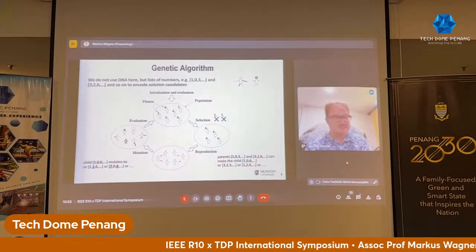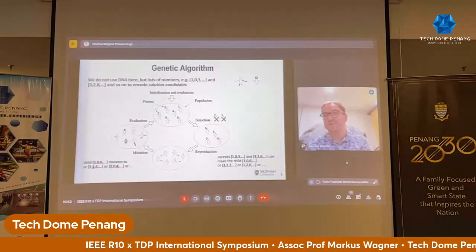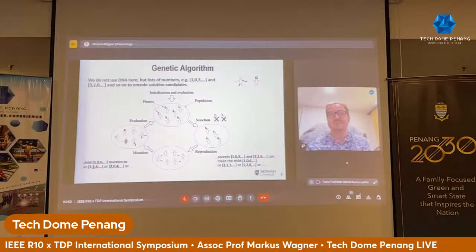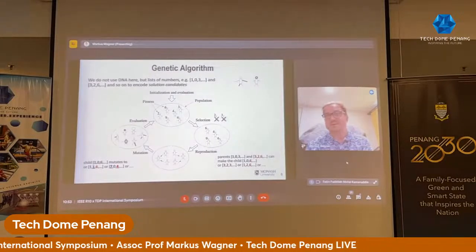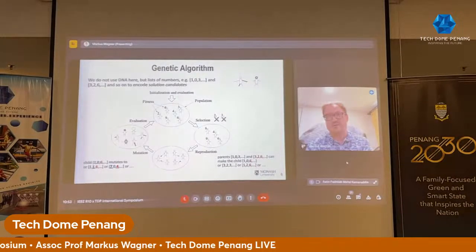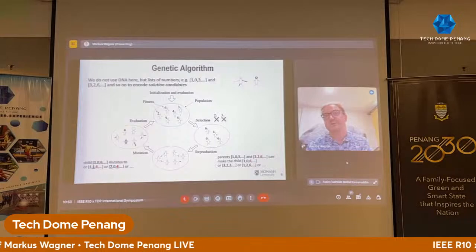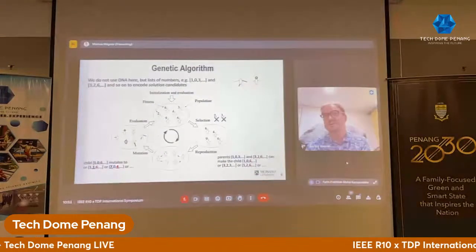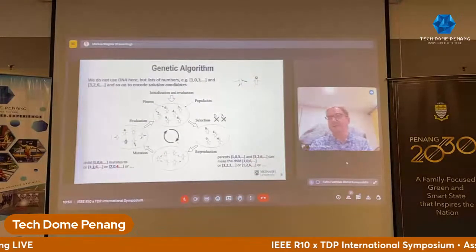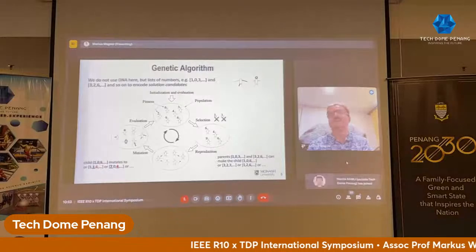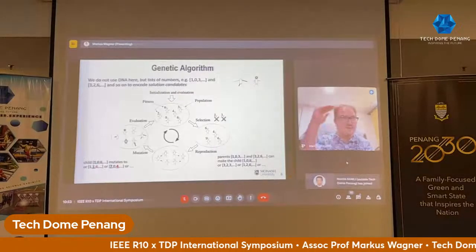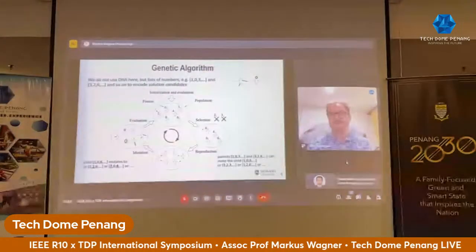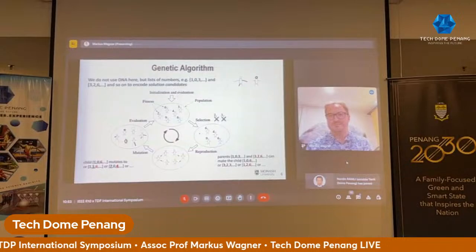In reproduction, in recombination, you have 2 parents producing 1 child. Once you have created the reproduction and mutation in your population, you check how good they are, and then you go round and round and round. And ideally, because you always select the best ones, your quality gets better and better and better. At least that's the idea.